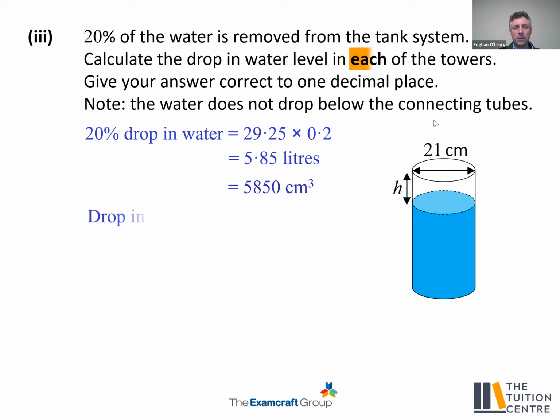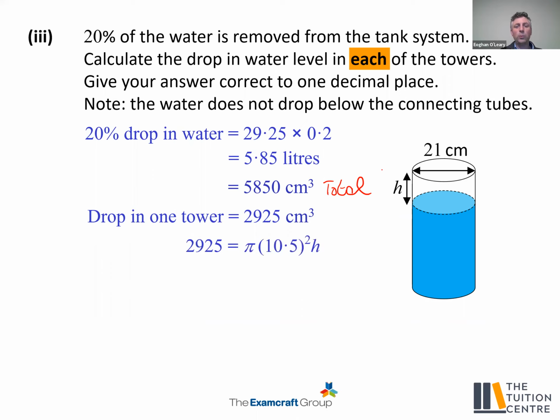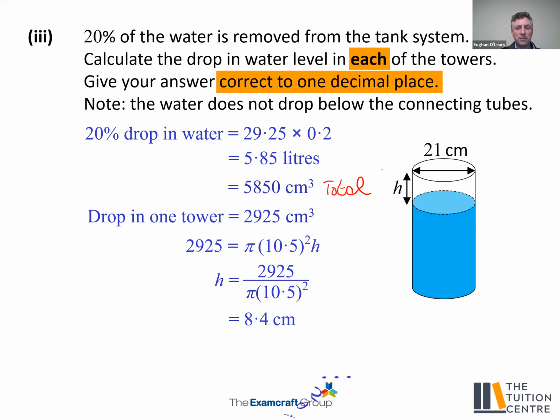That's my total drop. But I must divide that by 2 because that's going to be spread between the two towers. So the drop in one tower will be 2,925. Again, I know that it's pi r squared h. That's my formula. So I'm going to divide both sides by pi times 10.5 squared. I'm going to get 8.44. And it said give my answer correct to 1 decimal place, so it's going to be 8.4 centimeters.